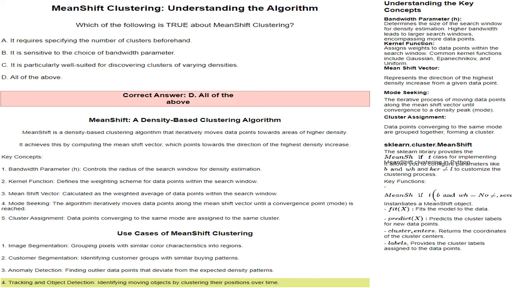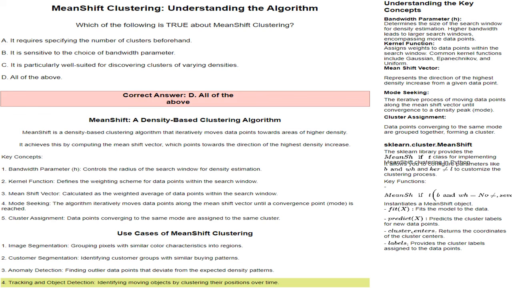Mean shift vector is calculated as the weighted average of data points within the search window. It represents the direction of the highest density increase from a given data point. Mean shift vector, calculated as the weighted average of data points within the search window.